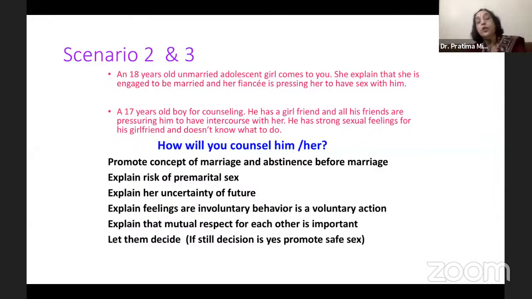So mainly, you can just tell them the advantages and disadvantages, but the decision has to be the adolescent's own, himself or herself. Otherwise it will have no value. Another boy who came to us has a girlfriend, and all his friends are pressuring him to have sex with her. So again, all these issues have to be explained to that boy.